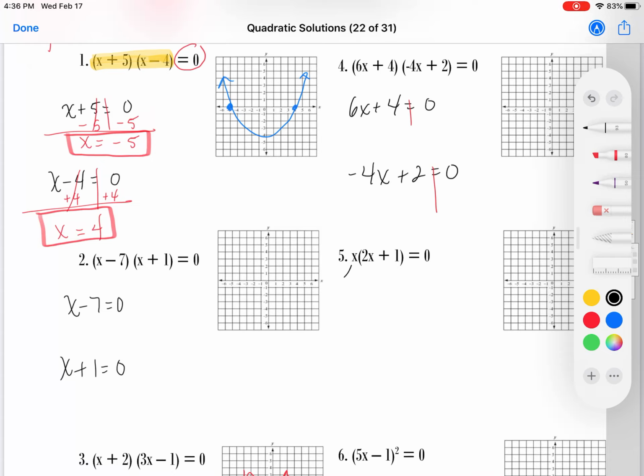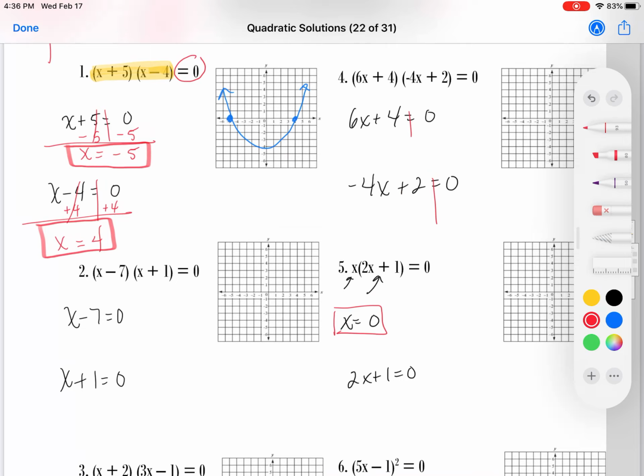On number 5, it's a little tricky. This x right here gets a 0, and then this piece right here gets a 0. X equals 0 is already solved. X is already by itself, so that's one solution. And this one here, to get x by itself, I subtract 1 from both sides. That leaves me with 2x equals negative 1. To get x by itself, I divide by 2. So that's the number x equals negative 1/2.